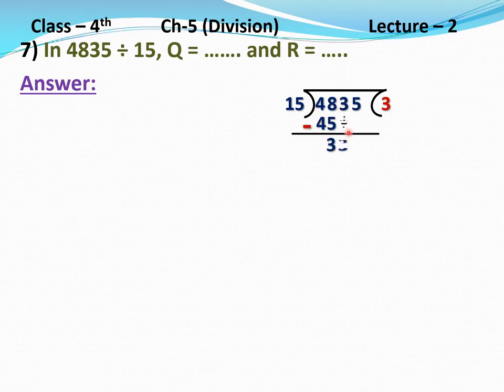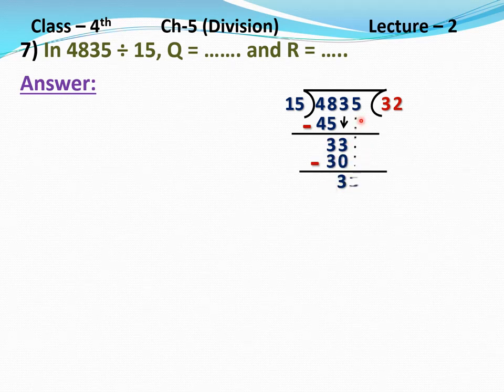Now we will take next number, that is 3. So number will be 33. Now multiply 15 by that number so that you will get 33 or less than 33. That should not be greater than 33. So 15 times 2 is 30. Write 2 here and write 30 here. Now we will do subtraction. 3 minus 0, 3. And 3 minus 3, 0.